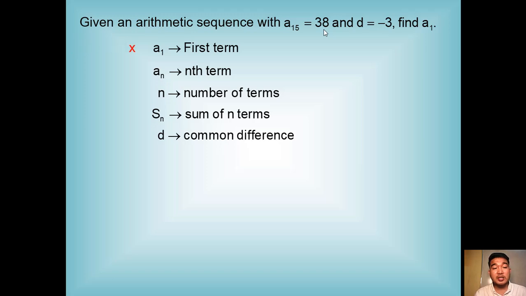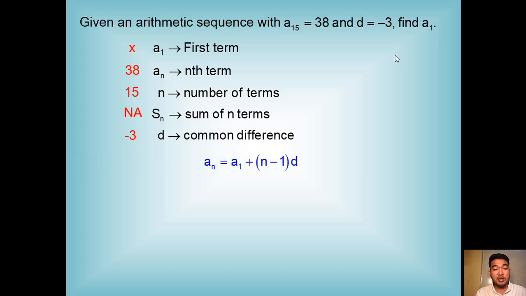So, since we are looking for a sub 1, let a sub 1 be equal to x. And then n is equal to 15 since a sub 15 is equal to 38. So, n is equal to 15. So, a sub n is 38. And then we do not need s sub n because we are only looking for a sub 1. The common difference is -3 from the given.